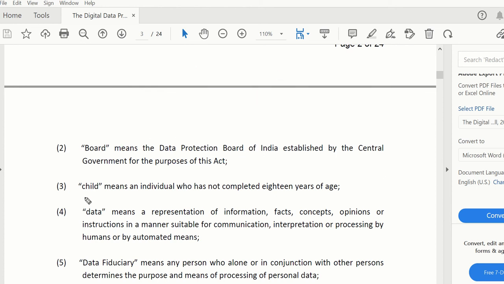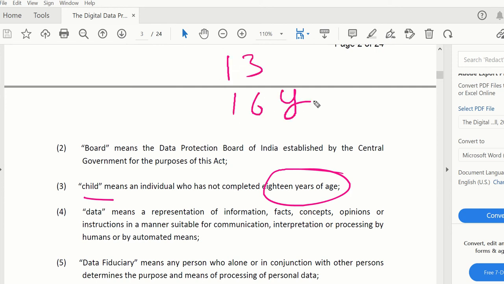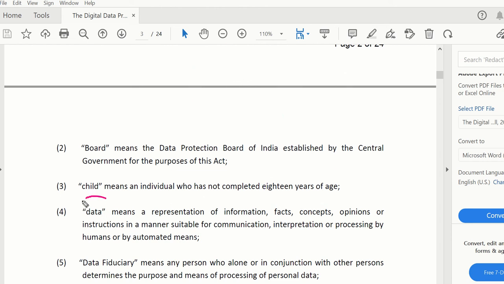Like child, whom they categorize as those who have not completed 18 years of age. In some privacy regulations it's 13 years. In GDPR they call it 16 years. So it depends country to country, but in India, a child would be someone who has not completed the age of 18 years.